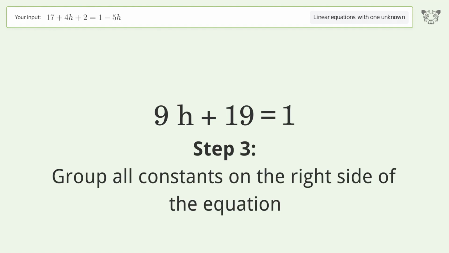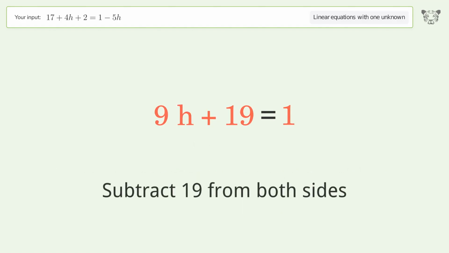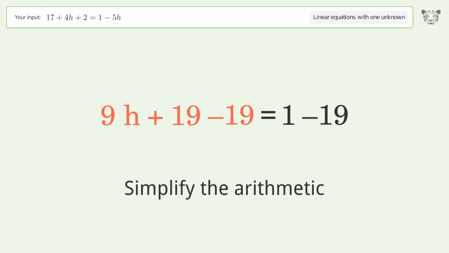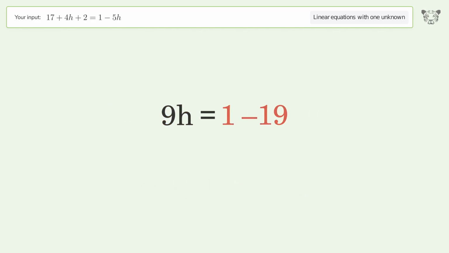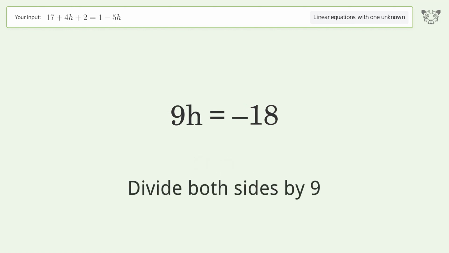Group all constants on the right side of the equation. Subtract 19 from both sides. Simplify the arithmetic. Isolate the h. Divide both sides by 9.